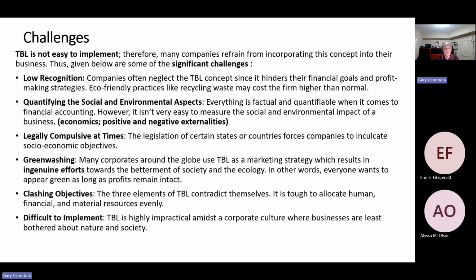So triple bottom line is not easy. In some cases, it's still trying to gain recognition. It needs to quantify social and environmental aspects, and sometimes it's not easy to do. Economists are really trying hard to do that and put pricing on different things, and that's why we have carbon tax and those kinds of things. It could be legally compulsive at times. Sometimes people put a spin on it and say we're really doing triple bottom line activities, but we're not, and they call that greenwashing. It's ingenuine efforts, clashing objectives, and then difficult to implement.